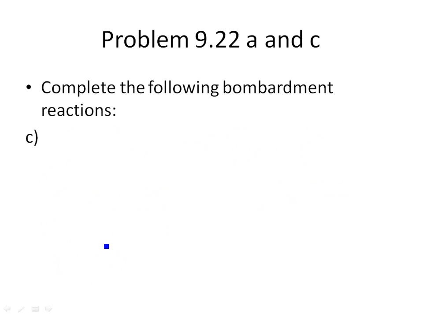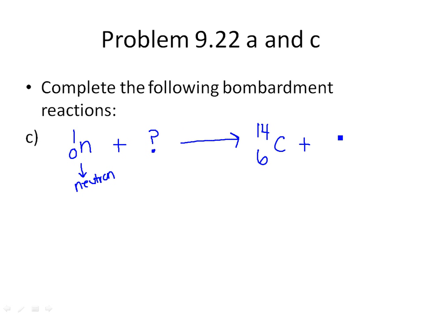Okay, C is going to be very similar to A. This time we're given the particle. So here is our neutron, and this is what's going to do the bombarding. So we're looking for our stable nuclei that we are going to bombard.